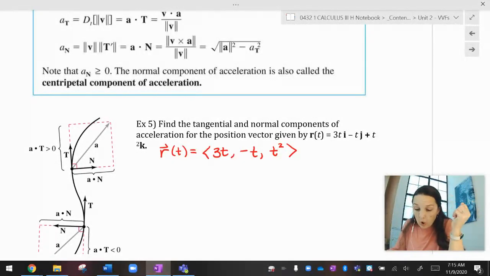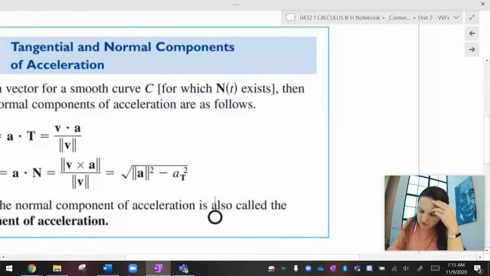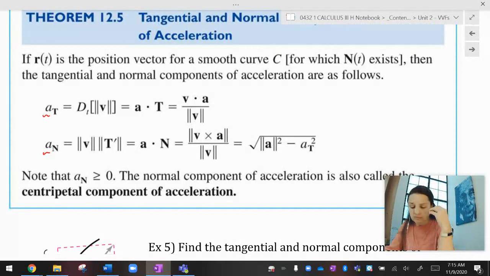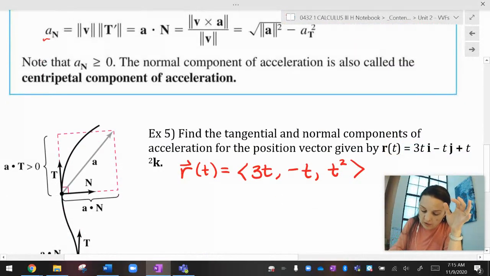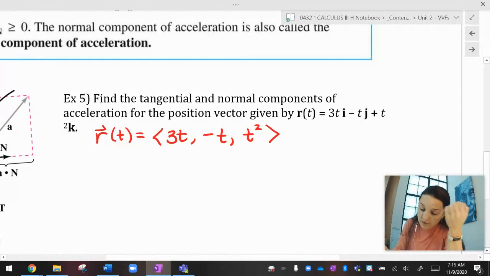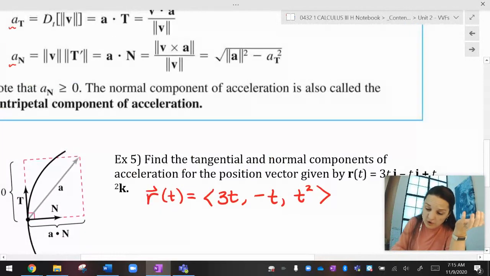Well, before I get that far, you know what I didn't say when I'm looking up at this box? Look at a sub t and a sub n. Notice how they're not bold. A sub t and a sub n, the normal and tangent components of acceleration, are numbers. They are not vectors. Okay, so that's one thing I do want to talk about. They are definitely not vectors.